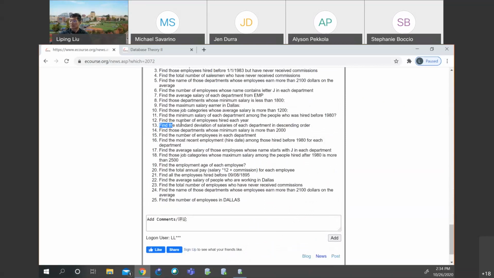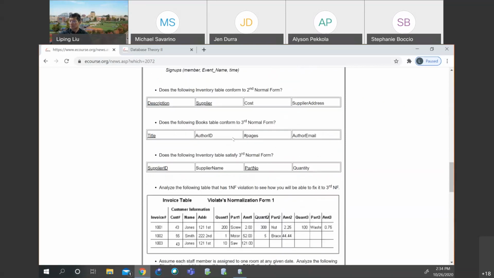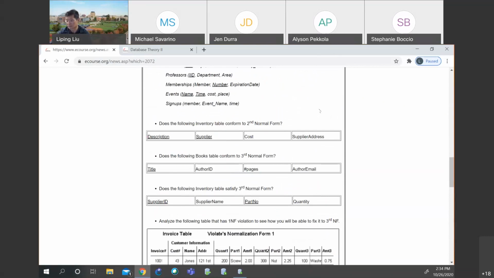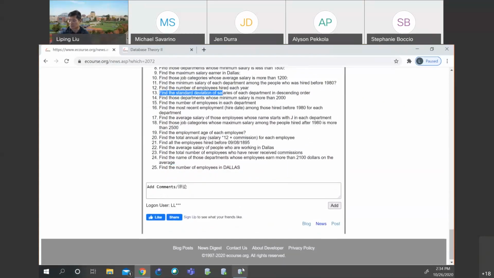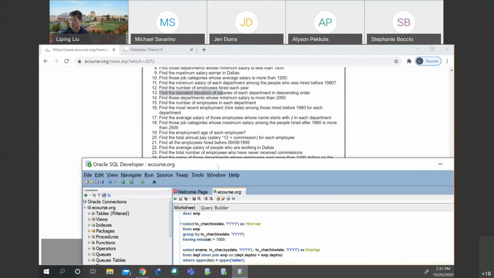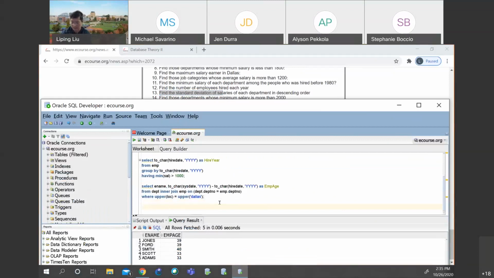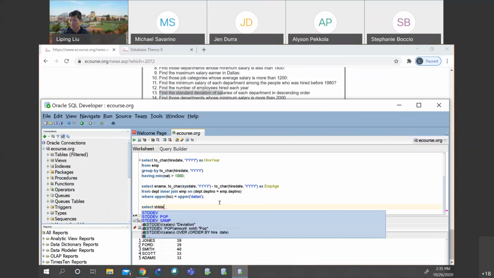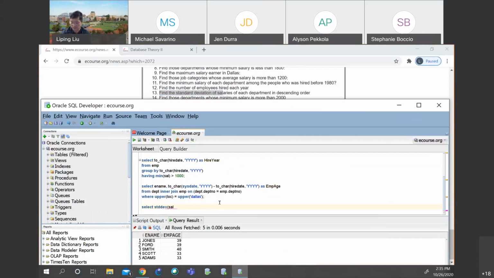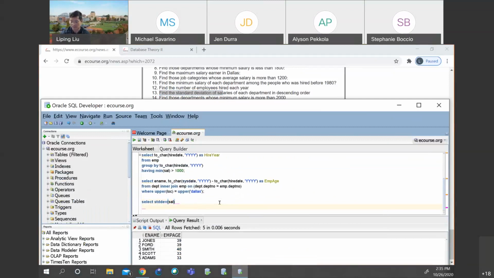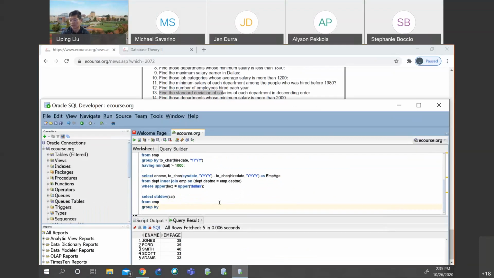Is that the one? Find the standard deviation, is that the one you're talking about? Yes. Okay, so find the standard deviation. So you're doing the group functions. Again, select the standard deviation with STDDEV, of salaries, okay? And then for each department, so you're going to group by department, right? So you do from EMP, and then group by department. You have two choices: department number or department name. I'm going to use department number to keep it simple in this case.